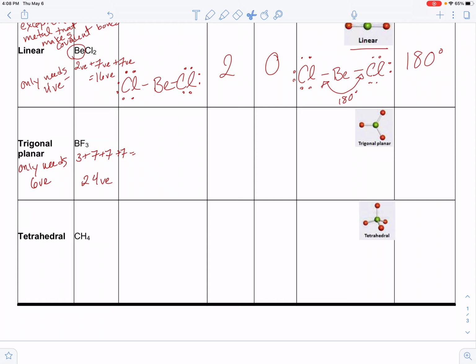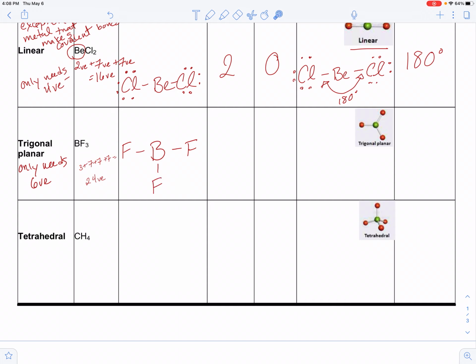So if I were going to draw this, I'm going to put boron in the middle because boron is going to make the most number of bonds. It wants to make 3 bonds because it has 3 valence electrons and it needs 3 more. So boron will go in the middle. It'll be surrounded by my fluorine. And then I'm going to add on the additional valence electrons.